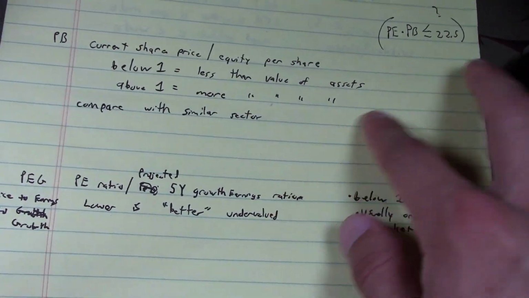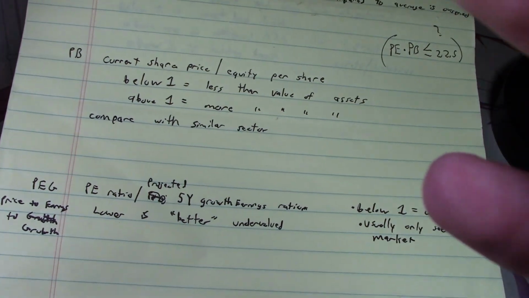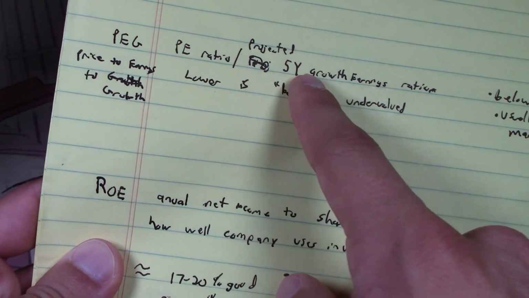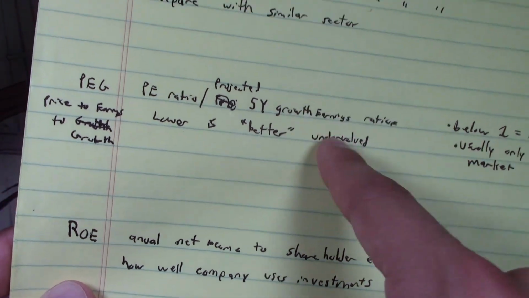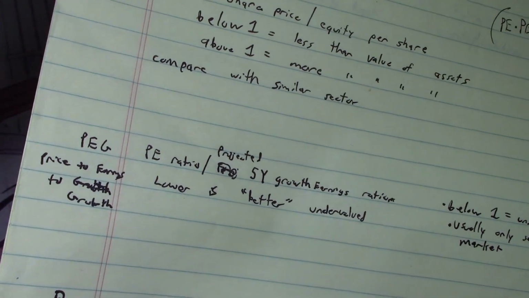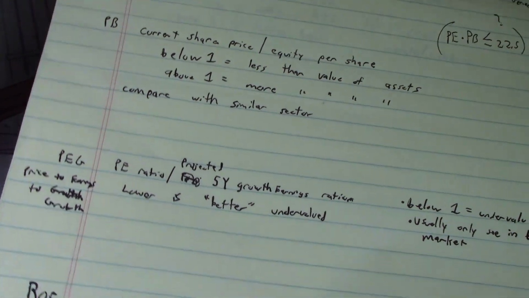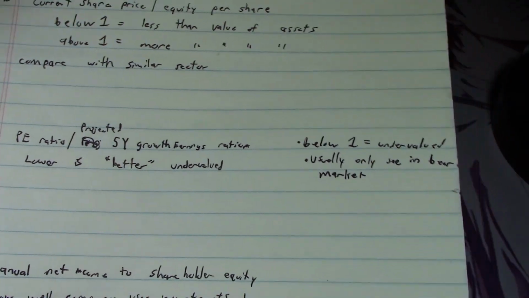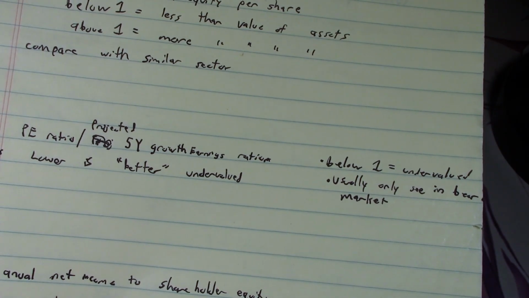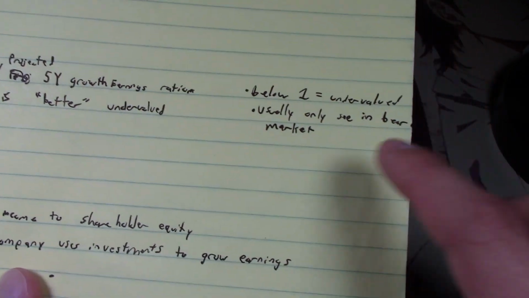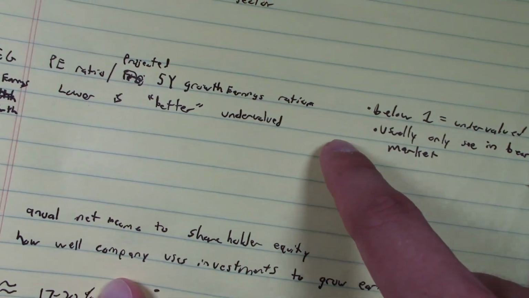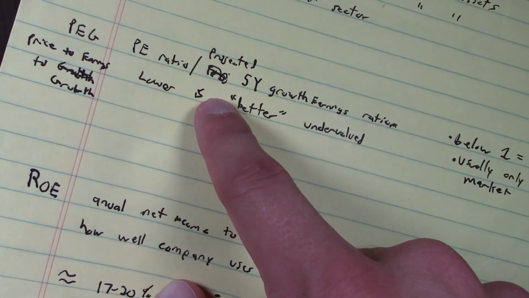Also, the camera's probably going to be really buggy because it's a yellow pad, and this camera has very bad white balance. Anyway, I got the PEG ratio, the PE ratio to the projected 5-year earnings growth. I think that's a pretty good ratio, but it depends on the economic environment, and in this type of environment I don't think it's a good ratio. Below 1 usually means undervalued. You usually only see that in a bear market. The lower the PEG, the better.